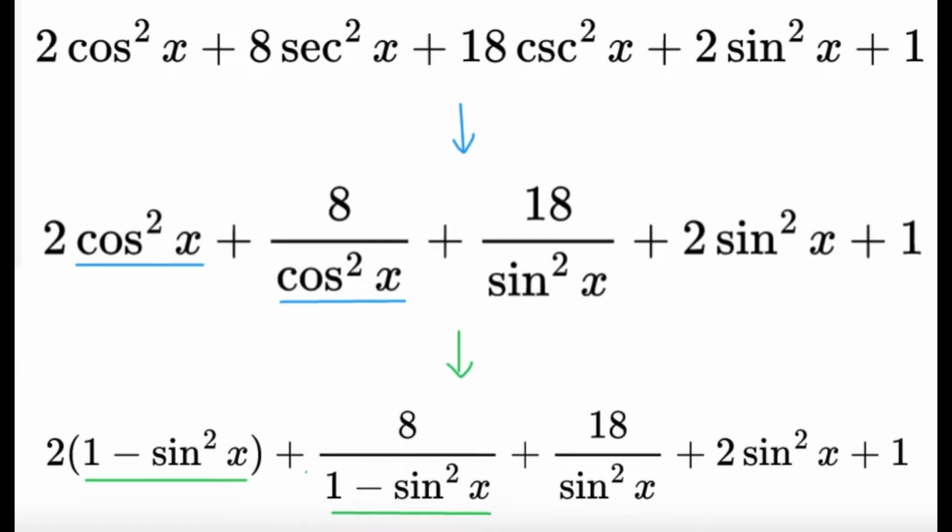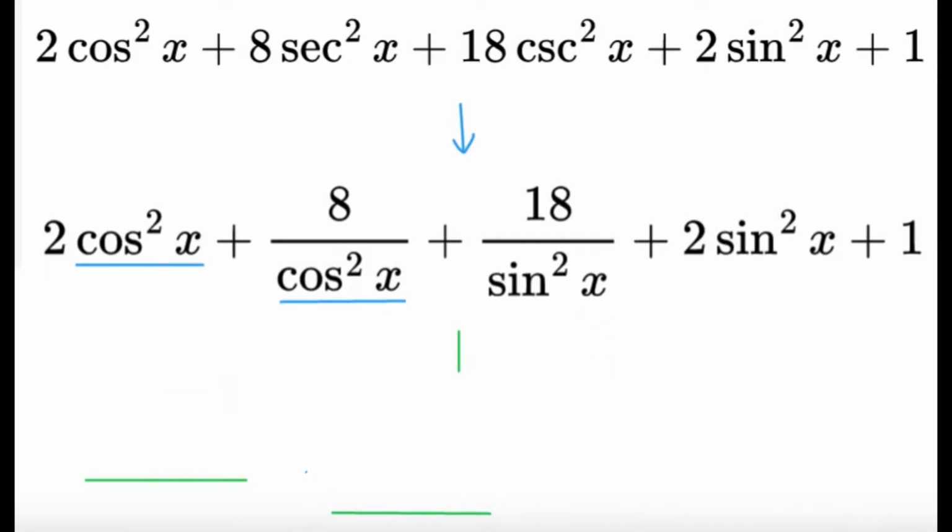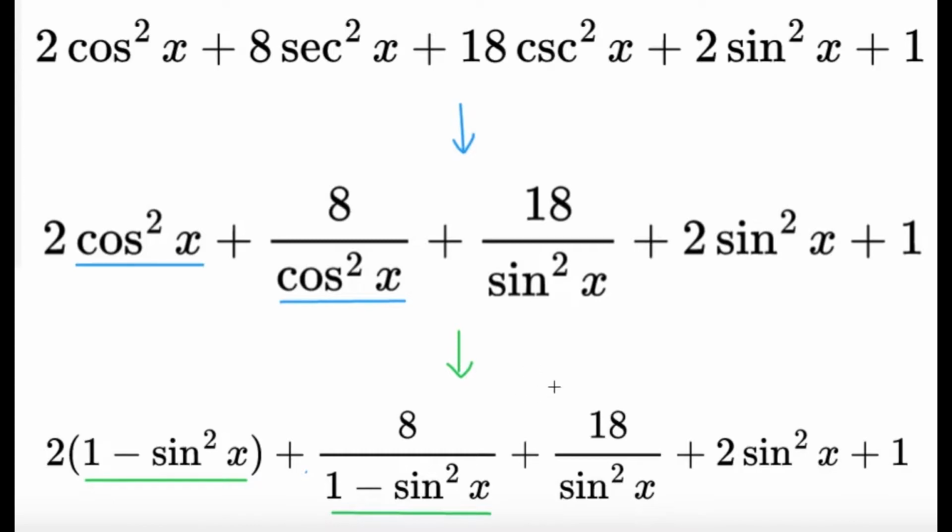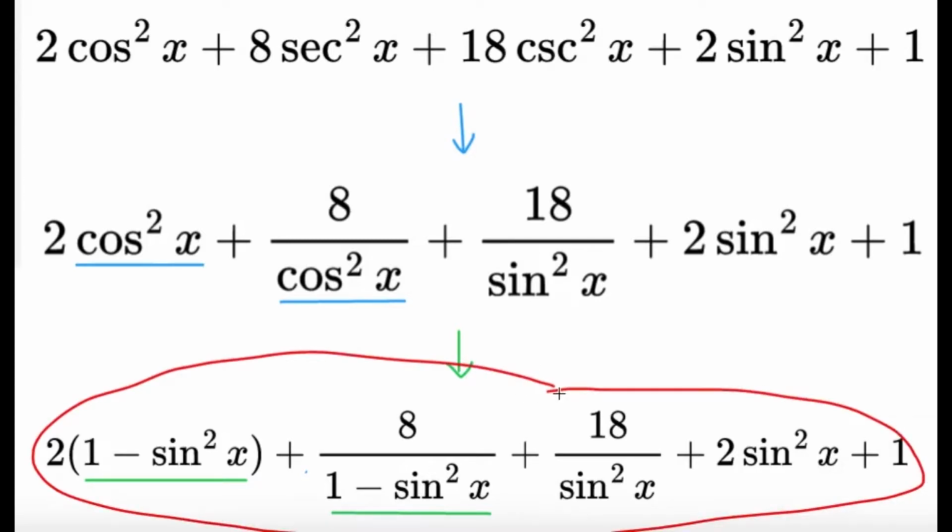First we can change the secant and the cosecant to cosines and sines because it's easier to work with sines and cosines. As you can see in the blue underlined cosine squared x, I'm using the Pythagorean identity to rewrite cosine squared x as 1 minus sine squared x. And now my resulting expression is just an expression in terms of sine x, or sine squared x, however you like to call it.